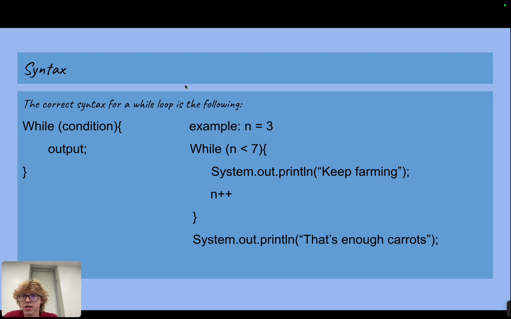Here is common syntax. On the left side we have the raw syntax, and on the right side I gave an example. This is an example where we're looking at how many carrots we've collected, and we only want less than 7 carrots to be collected for that day because you don't want to take all the carrots out of the ground. So if today we've already collected 3, don't collect more than 7. So you can only collect 3 more because it's less than 7.